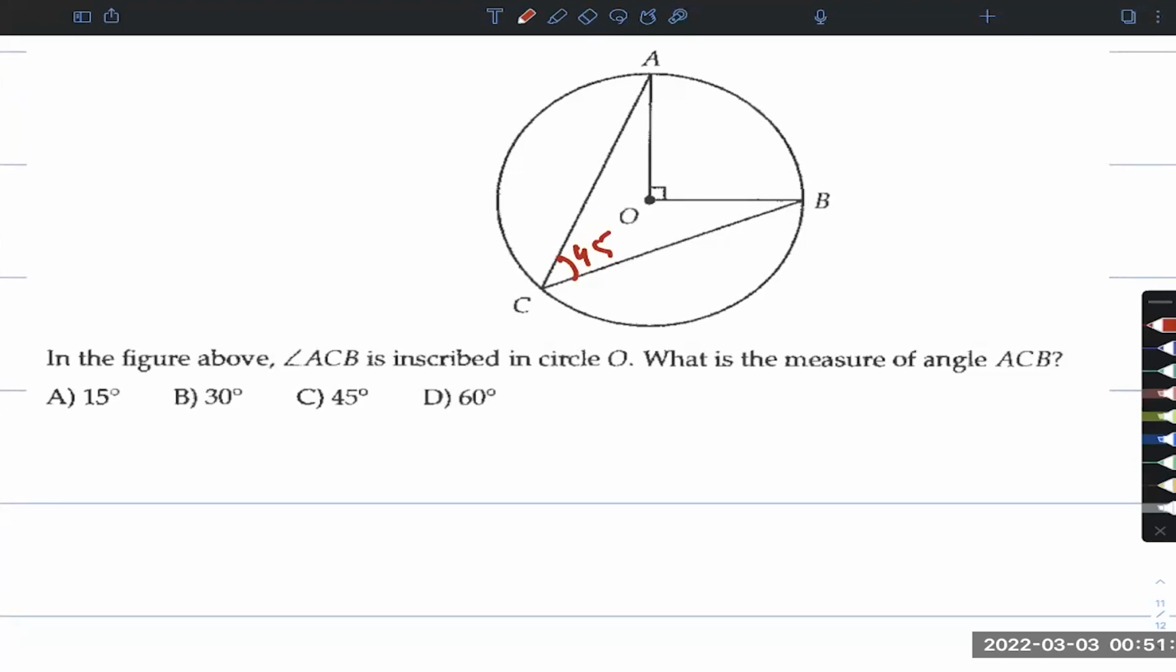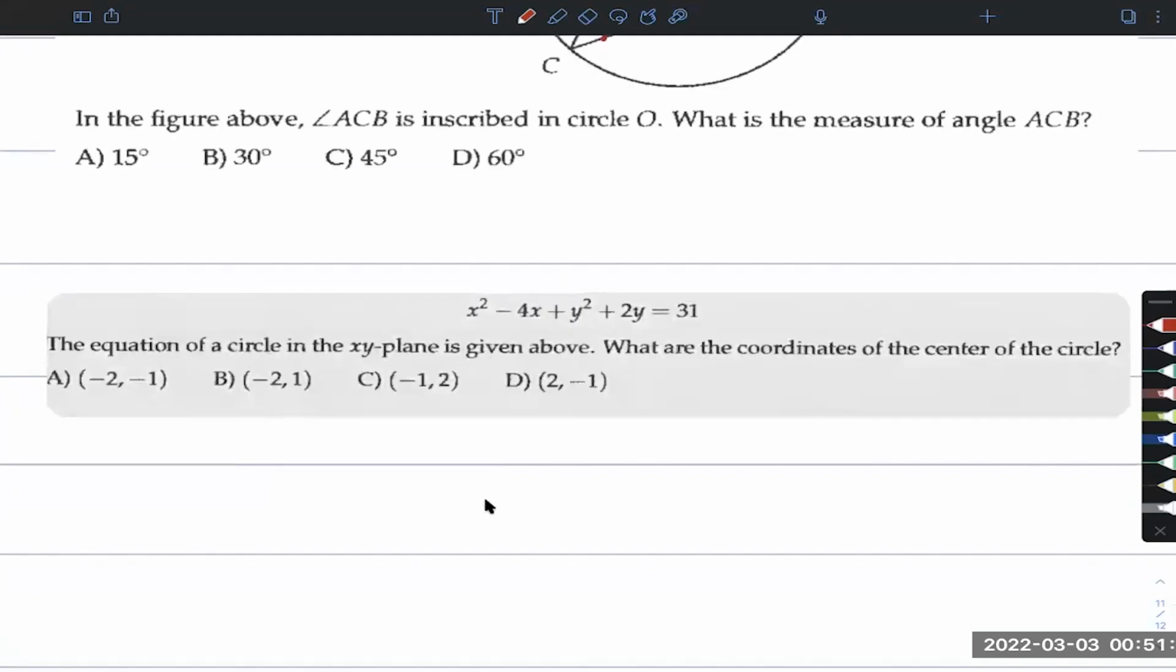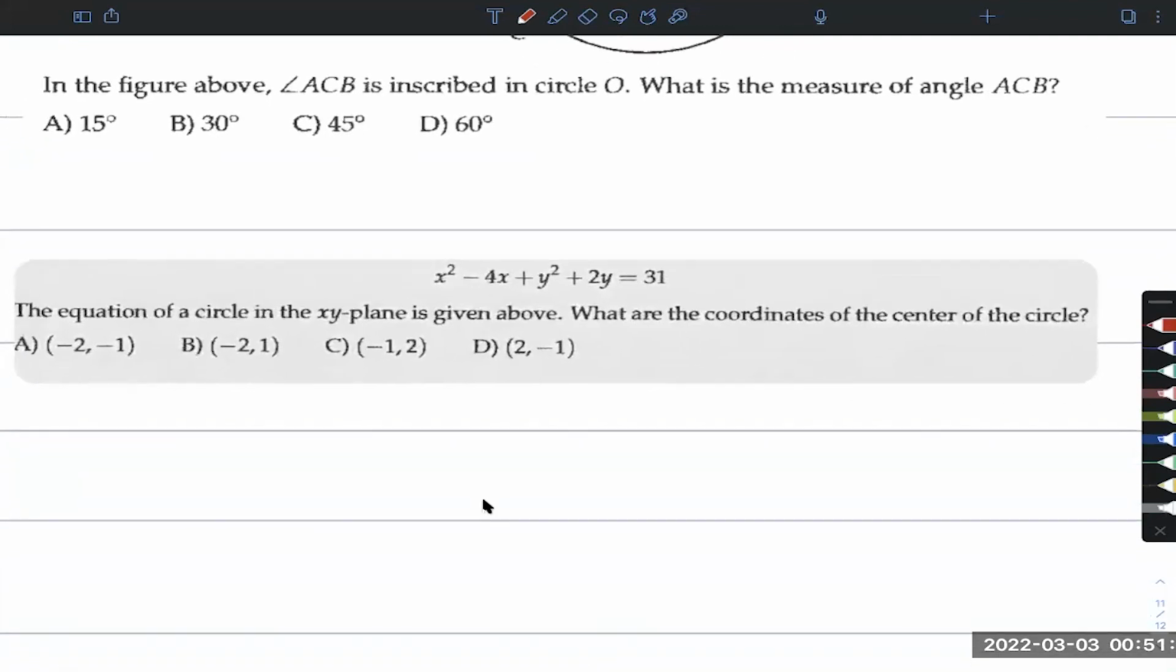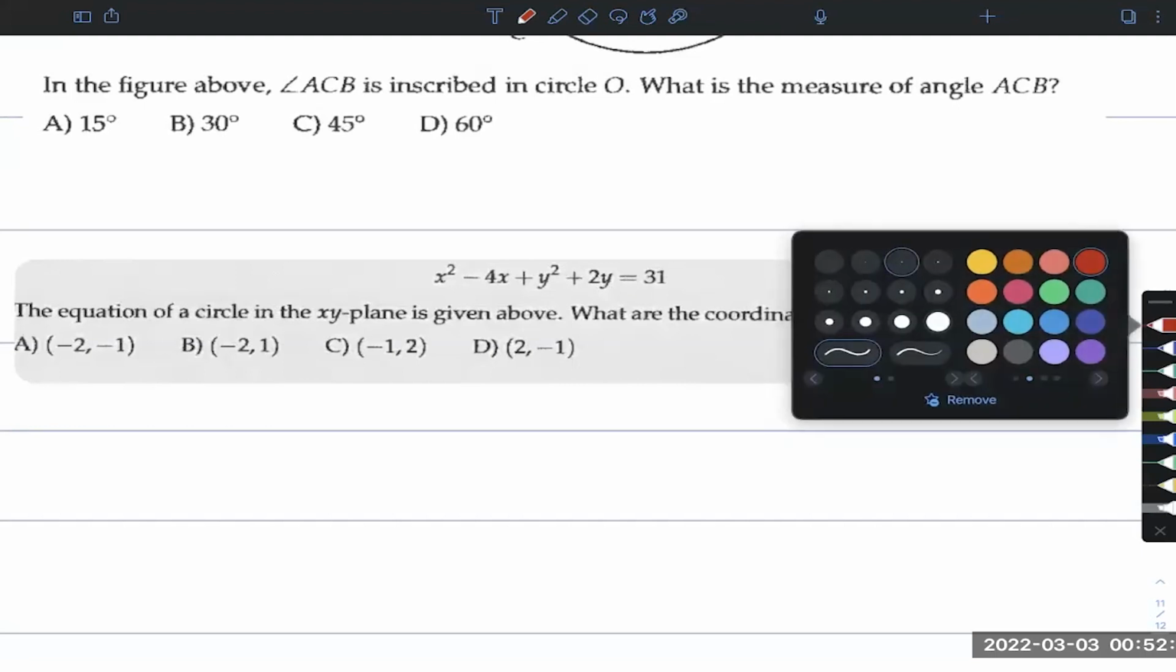अब ये करते हैं. ये थोड़ा सा tricky question आ गया. वो कह रहा है the equation of a circle in the xy plane is given. What are the coordinates of the center? अब इसके लिए हमें क्या करना पड़ेगा? इसके लिए हमें करनी पड़ेगी completing the square for y separately and for x separately. अब जरा completing the square करते हैं.